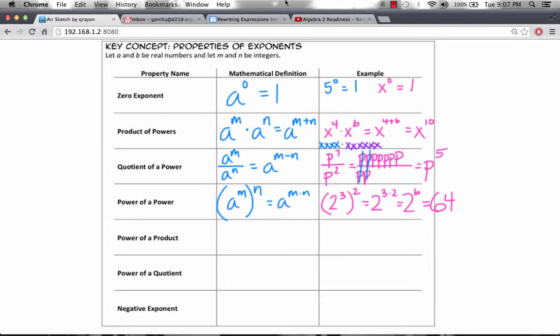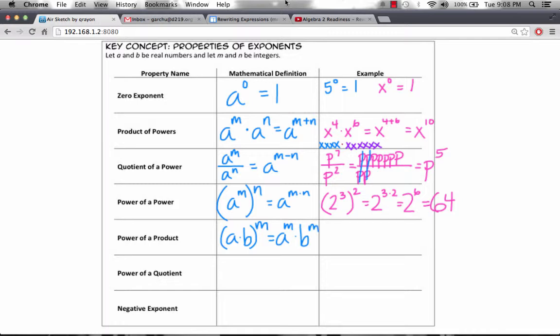All right, power of a product. Now product here is your key term. Product means that we're going to be multiplying two different quantities together. So in that case, we'll have something like a times b. But what if we raised it to some power? We would raise each individual term inside that parentheses to the same power.